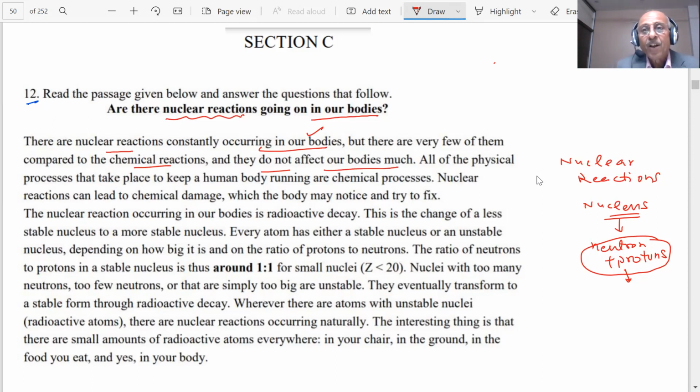We won't survive. All of the physical processes that take place to keep a human body running are chemical processes. That's what I'm saying. What is a chemical reaction? Two or more substances react to form a new product, or one substance produces another new product.